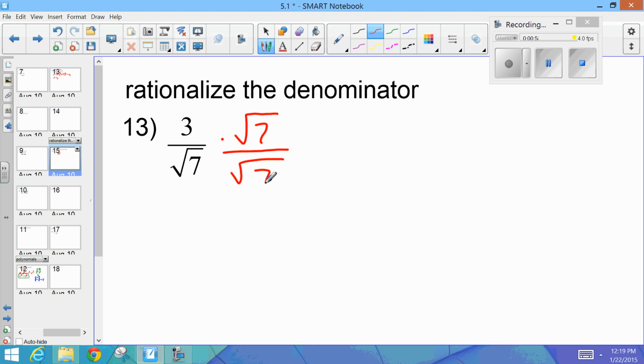So up top, I've got 3 times radical 7. And on the bottom, I've got radical 7 times radical 7. And of course, that's radical 49, which is 7. So multiplying a radical by itself takes it out of the radical, and that's what we wanted to do. Now, if that could be simplified further, I would, but it can't. So that's the answer. Next problem.